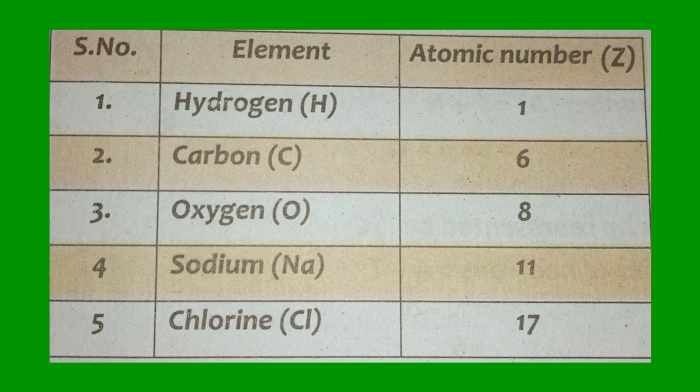There are some elements with their atomic numbers. As the table shows, hydrogen has the atomic number 1, carbon has 6, oxygen 8, sodium 11, and chlorine 17. If we look at oxygen, it has an atomic number of 8. It means it has 8 electrons.